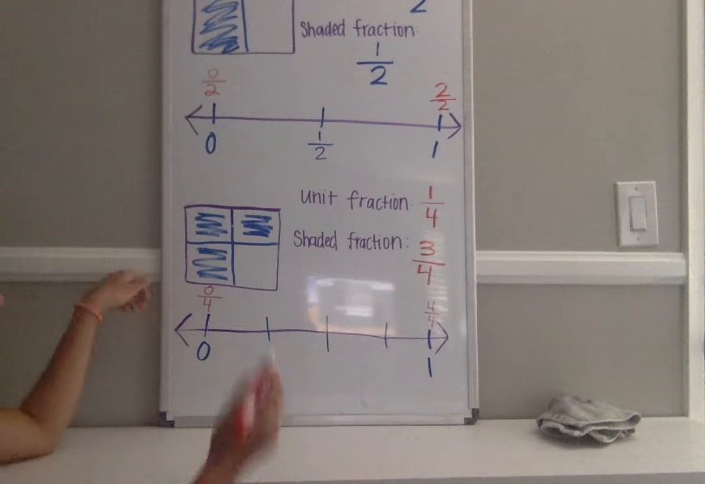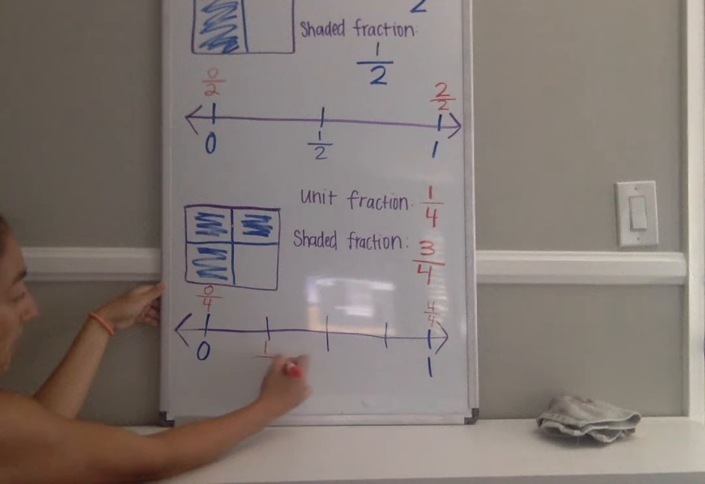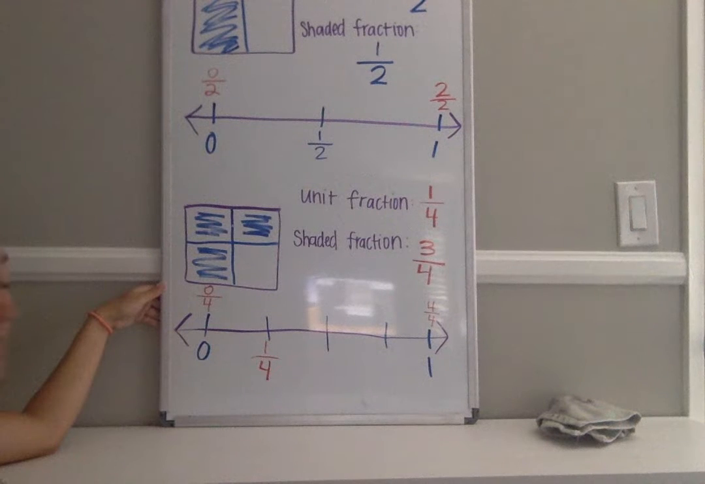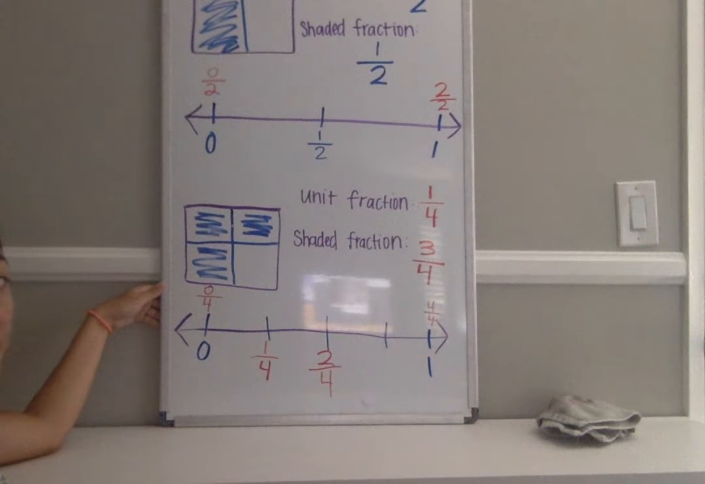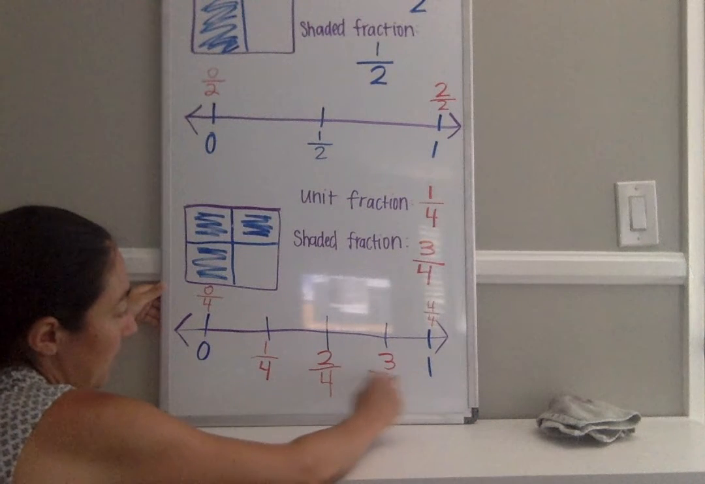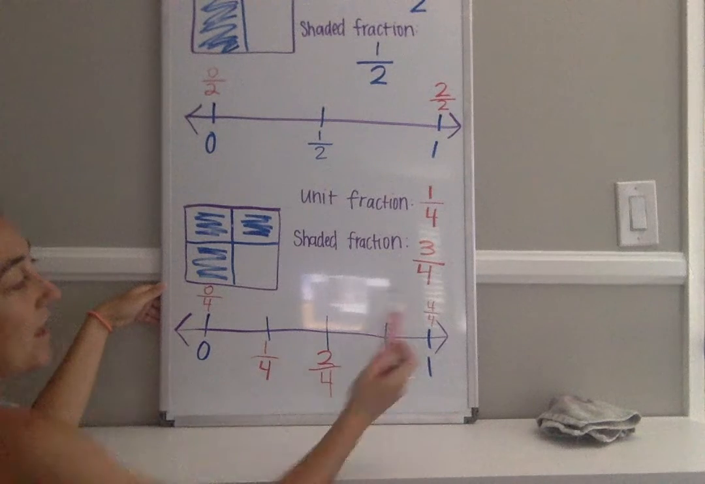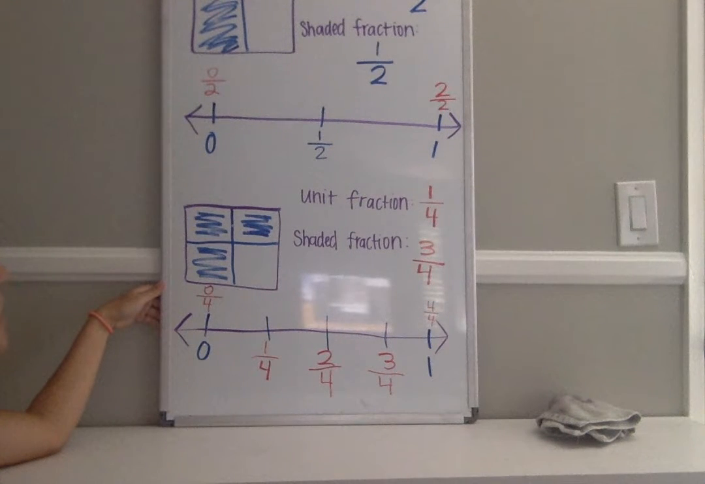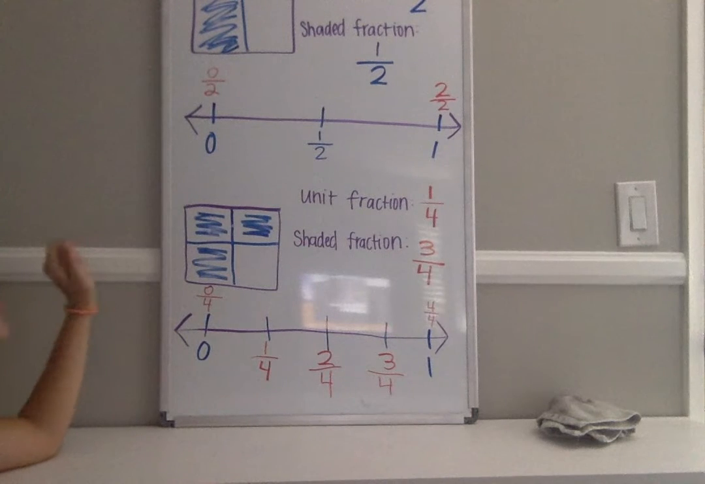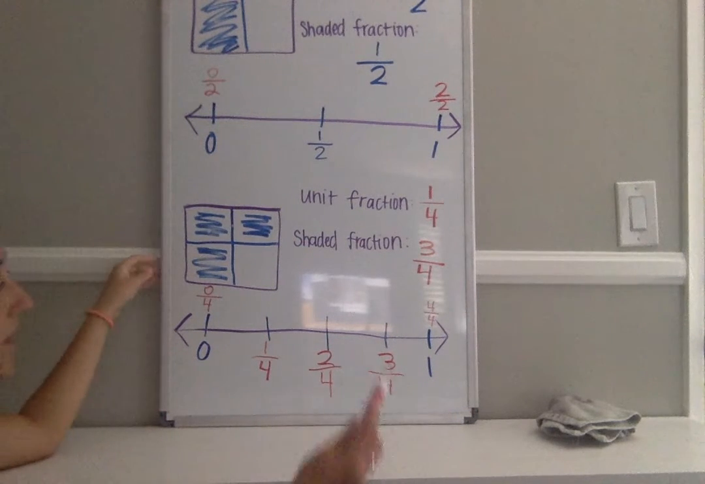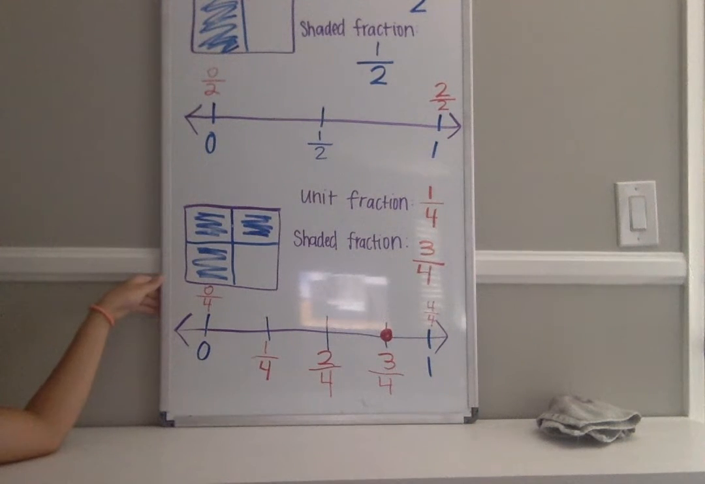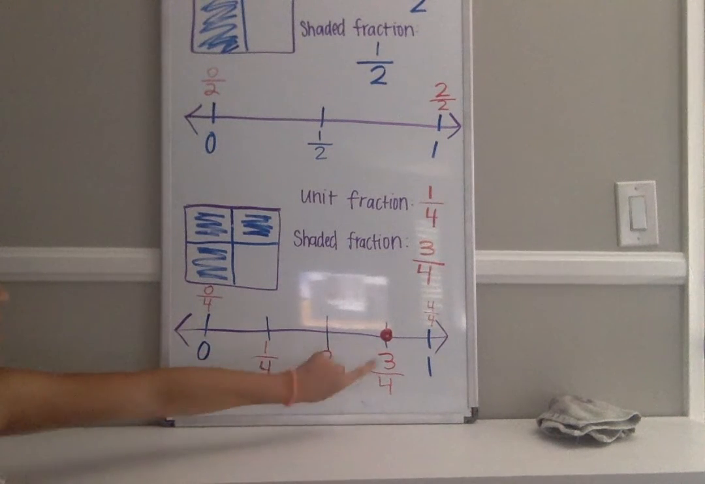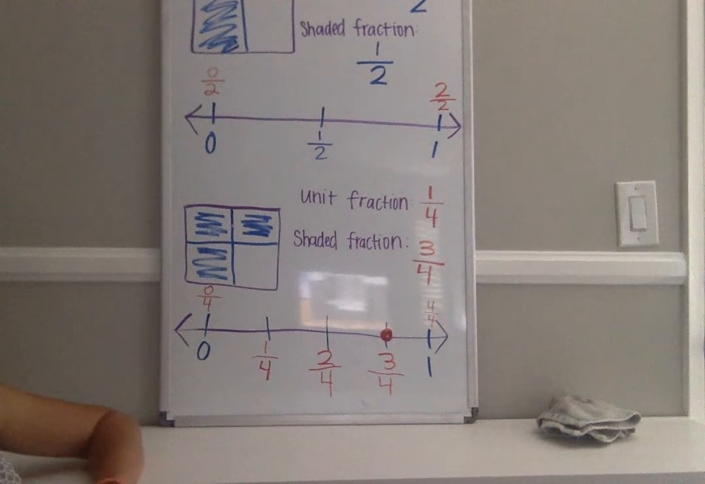If this is 0 out of 4, the next one is going to be 1 out of 4. Then the next one's going to become 2 out of 4. And then the next one's going to be 3 out of 4, if I did it correctly. And then again, this would be 4 out of 4. Now, if it asks you to plot what the shaded fraction was on your number line, then you would mark or put a dot at the 3/4, because 3/4 of our shape is shaded. So when I do that on a number line, 3/4 of my line is going to be filled out.